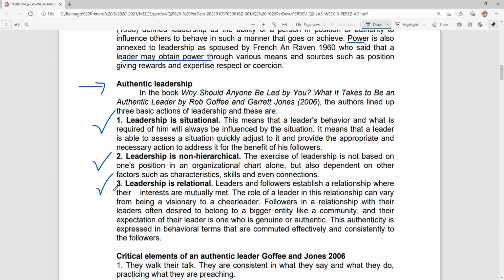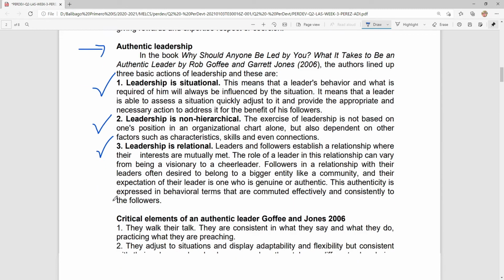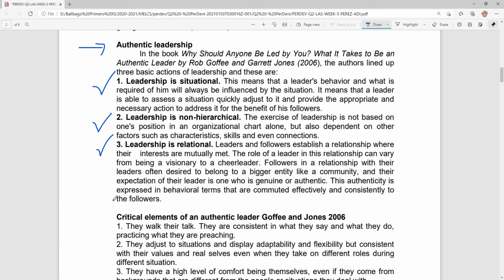Number 3, leadership is relational. Leaders and followers establish a relationship where their interests are mutually met. The role of a leader in this relationship can vary from being a visionary to a cheerleader. Followers in a relationship with their leaders often desire to belong to a bigger entity, like a community, and their expectation of their leader is one who is genuine or authentic. This authenticity is expressed in behavioral terms that are communicated effectively and consistently to the followers. Okay, so being a leader is also being relational.